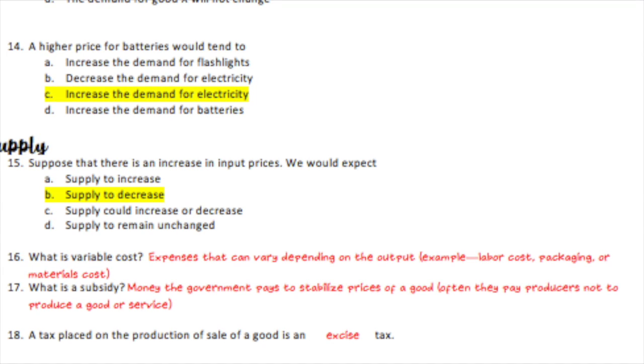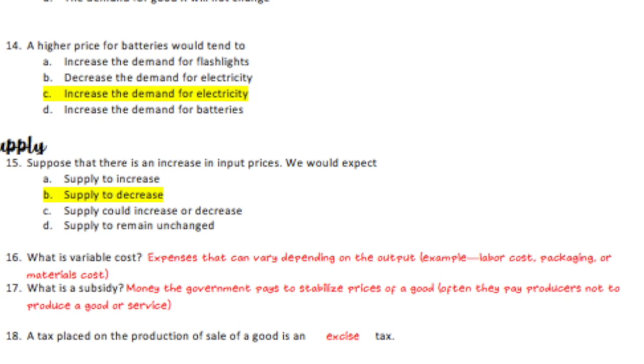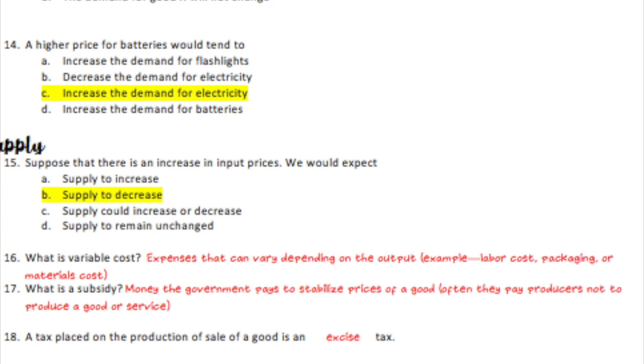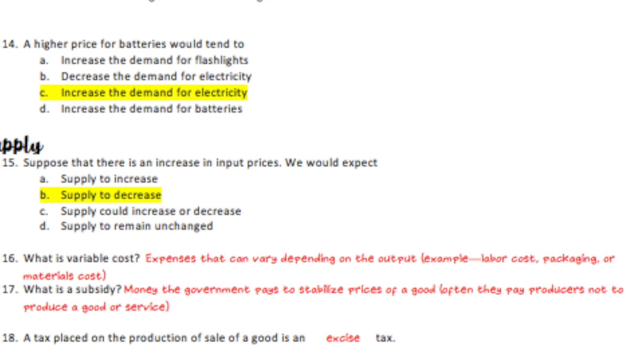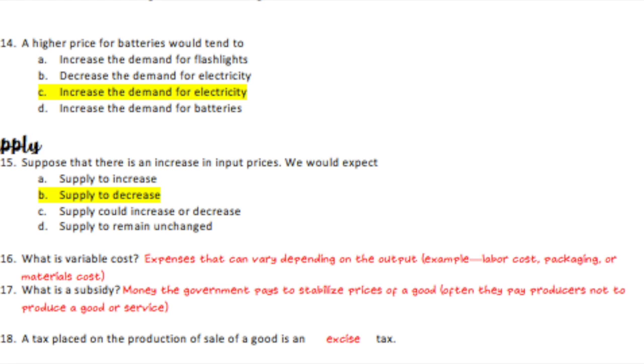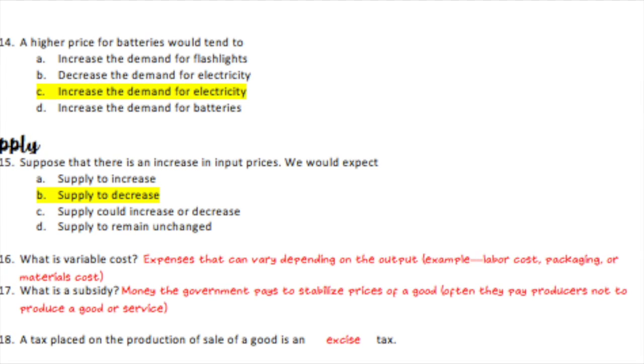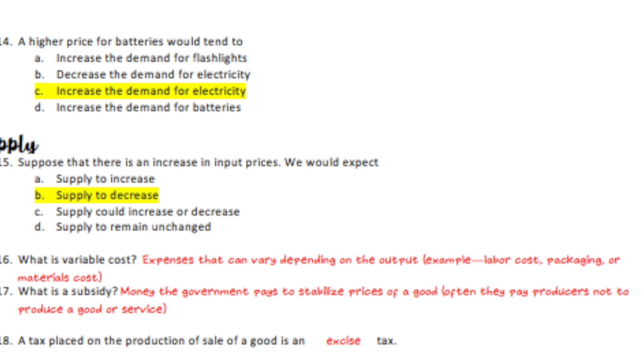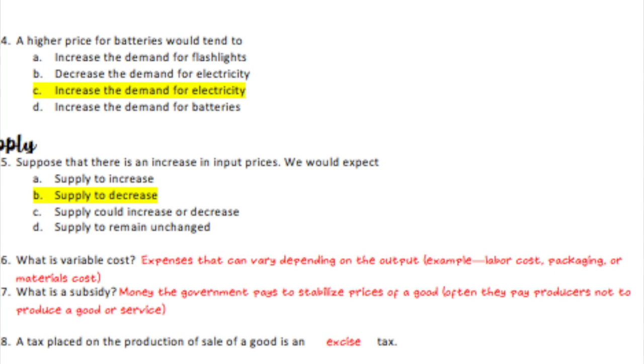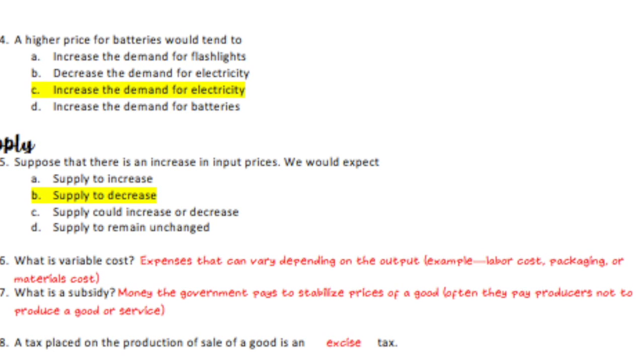Then it asks you, what is variable costs? Variable costs are costs that change depending upon the number of output that's being made. What is the subsidy? Remember, a subsidy is where the government pays people not to produce. So money paid to producers not to produce a good or service.